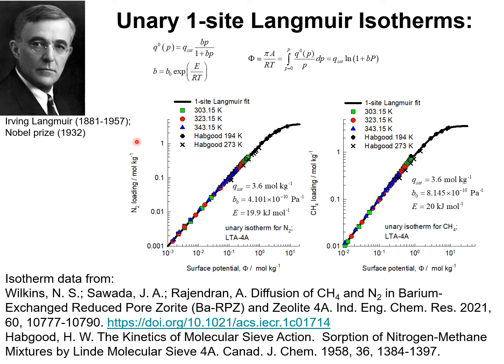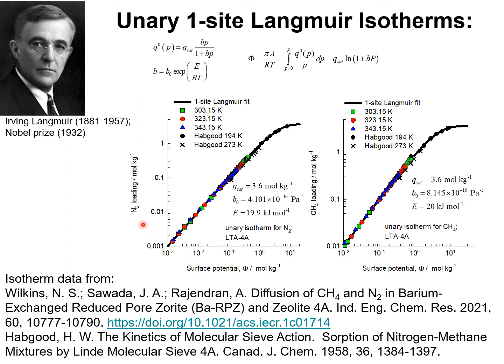The data at 5 different temperatures can be fitted with the single site Langmuir isotherm with temperature dependent parameter B, where E is the energy parameter. The Langmuir isotherms are named after Irving Langmuir, who obtained the Nobel Prize in 1932. For a single site Langmuir model, the energy parameter E can be identified with the isosteric heat of adsorption.